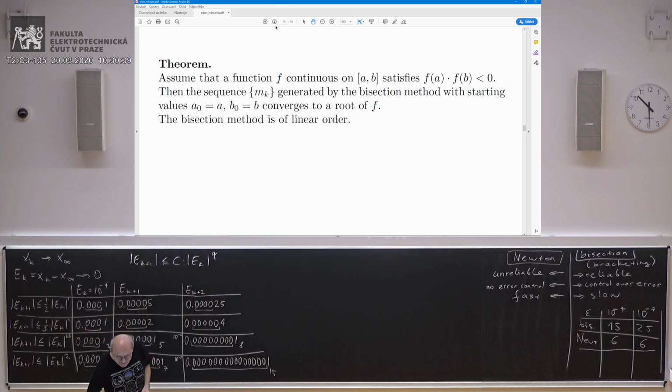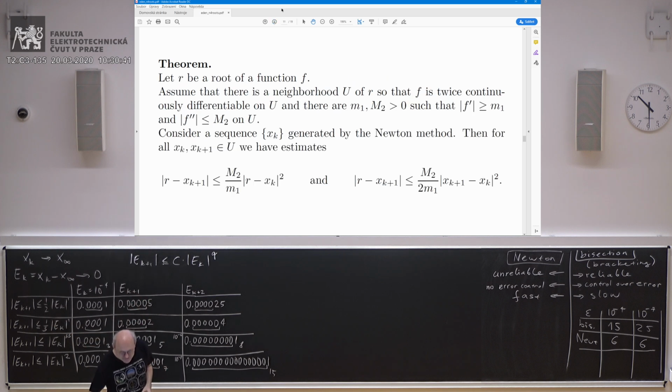Here is a new one, and that's the key result for us. We have one paragraph of technical assumptions, and I will get to them soon. And then it comes. We have a sequence generated by the Newton method. And then for the sequence, we have two interesting estimates. And the first one is the key estimate that we want to see. On the left, I can see the error of the k plus first iteration. And on the right, I see the error of the kth iteration, and I can see power 2. So the Newton method is a method of order 2.